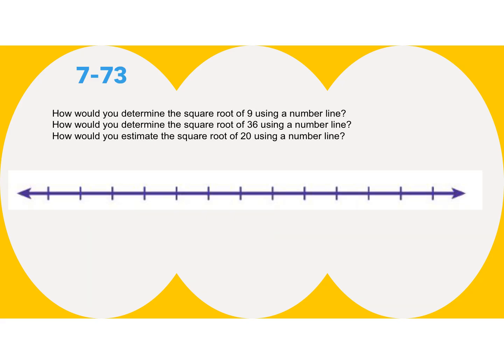So to estimate perfect squares, you can put things on number lines. Number lines are a great way to compare and order different types of numbers. And so answering some of these questions, how would you determine the square root of 9 using a number line? Well, we know 9 is a perfect square because I can make a 3 by 3 square out of that. Therefore, the number 3 is the square root of 9.